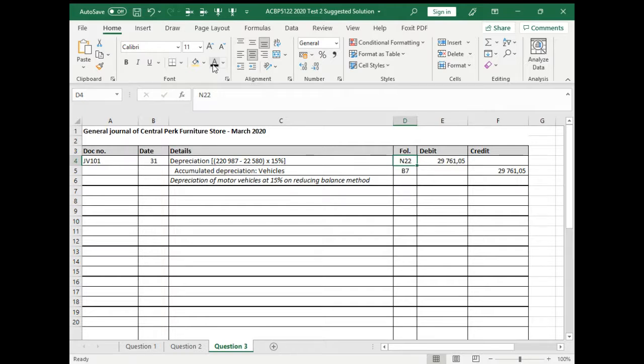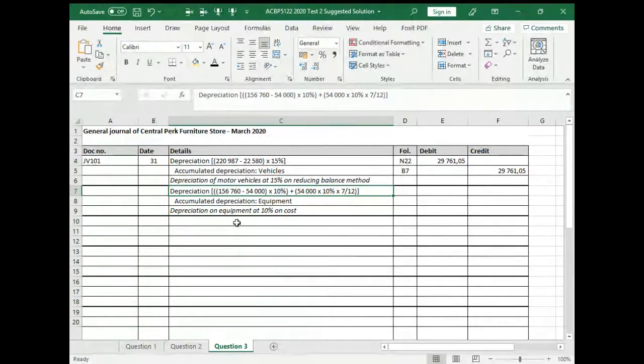Then they said for equipment, it is based on cost, so it's 10% of cost, but remember we purchased an item for 54,000 during the year. So that needs to be accounted for separately. So the journal looks exactly the same as the previous one, except accumulated depreciation is for equipment. Our calculation is the 156,760, which is in your trial balance.